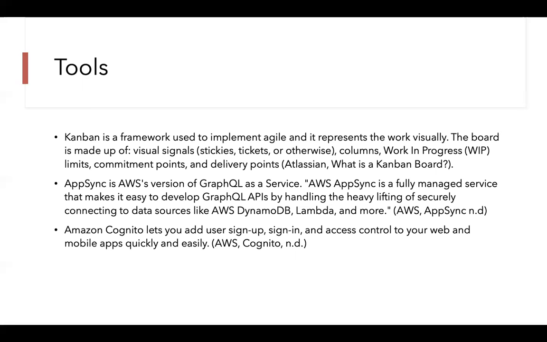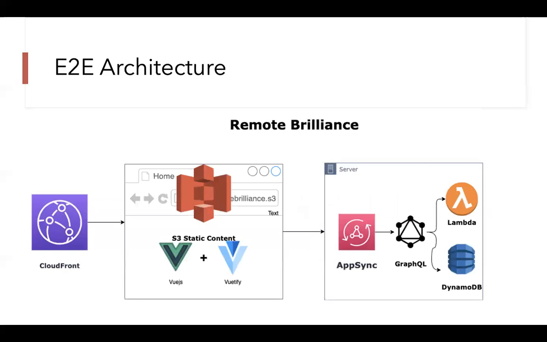AppSync is AWS's version of GraphQL, and GraphQL is a query language. It's an API query language, right? It's abstracted, but it allows you to write APIs in the form of queries. Kanban is a framework that is used for managing work. It's pretty laid back, which is what I needed, given that I'm the only one working on this. And it just gave me the space so that I could break out my work.